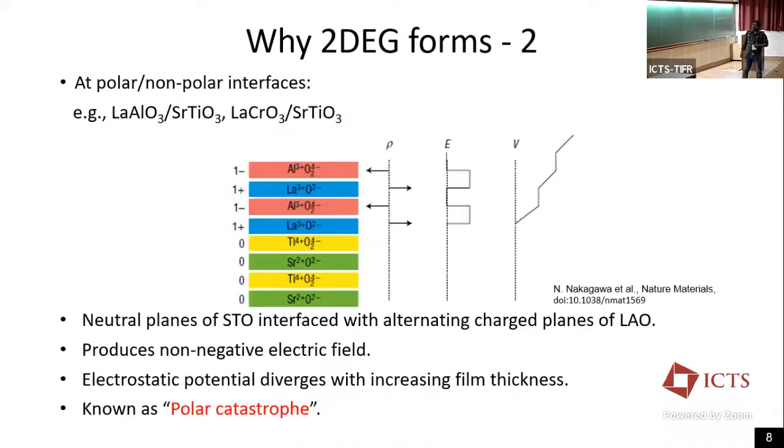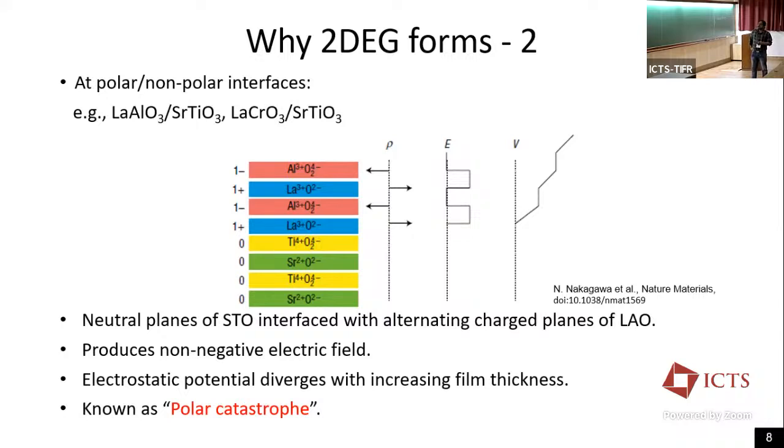So there is another mechanism, which is mainly important for my talk today, which happens at the polar non-polar oxide interfaces. Suppose you have LVO, which is a very well known, well studied system, and this has been explained by many people already in this meeting. But I will cover this very briefly.